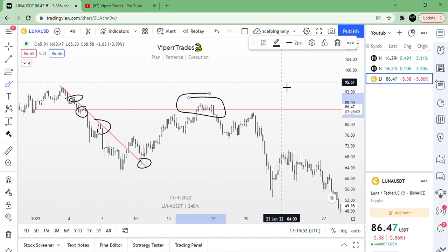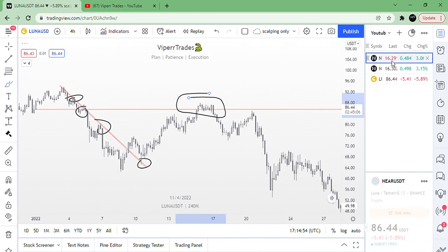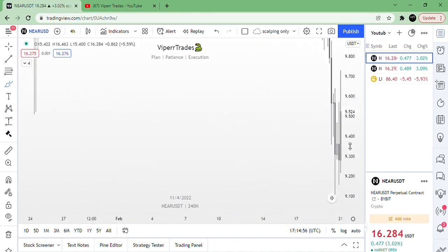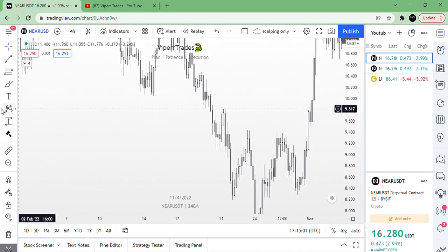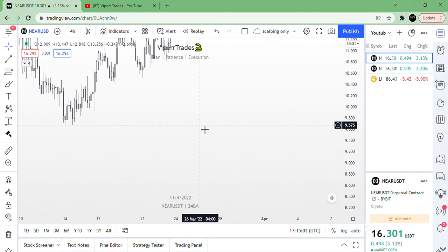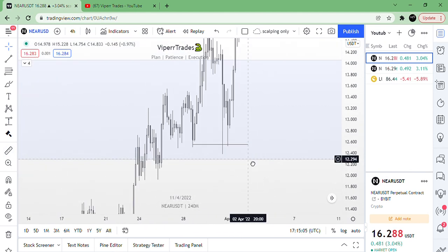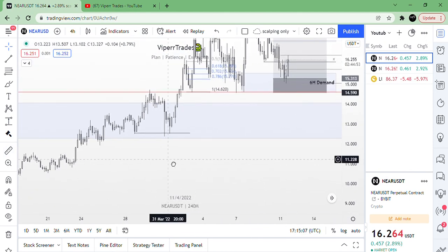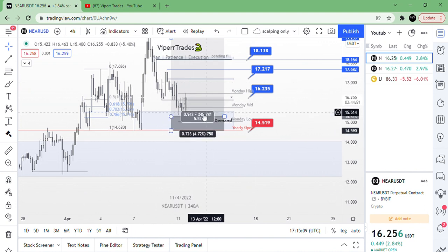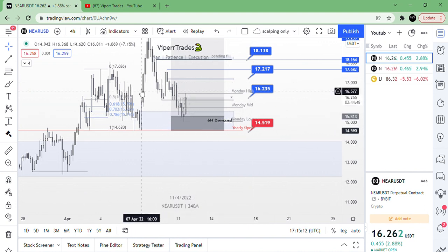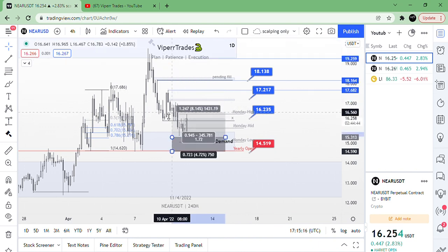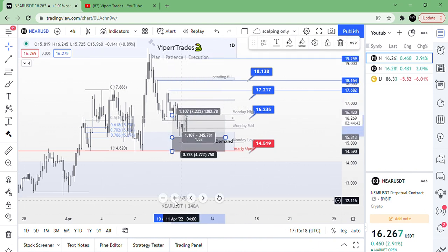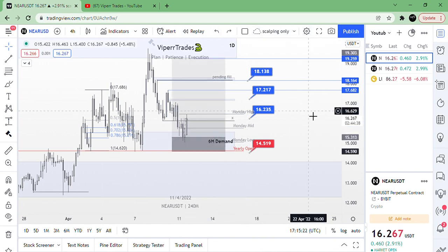For those who haven't seen already, I did mention Near Protocol yesterday. Let me just try and go to the end of that. So yeah, Near Protocol. I told you guys to buy here in my video yesterday if you were paying attention. And as you can see, we have a very nice move already. A very nice move there, 1.5R. So yeah, congrats if you bought yesterday.